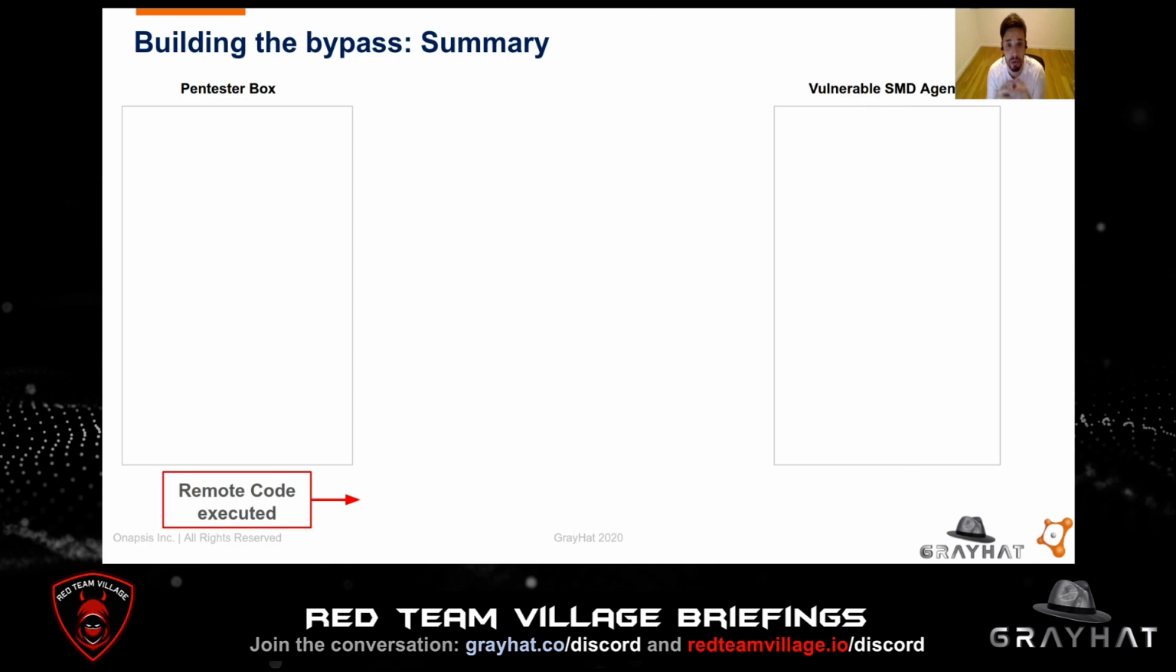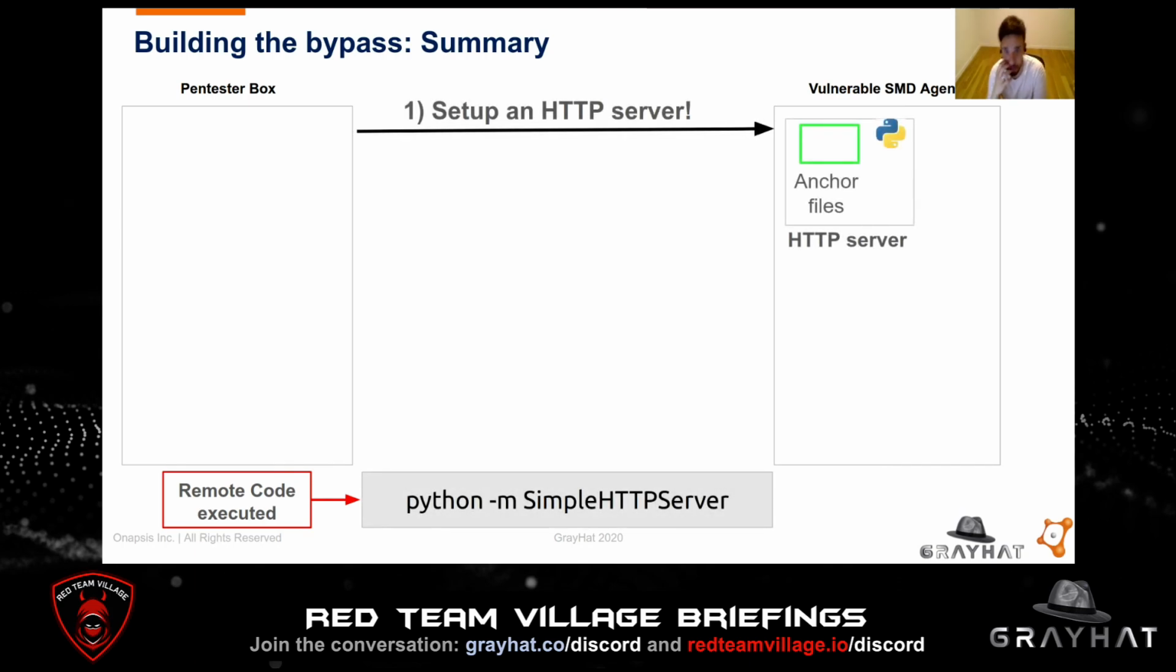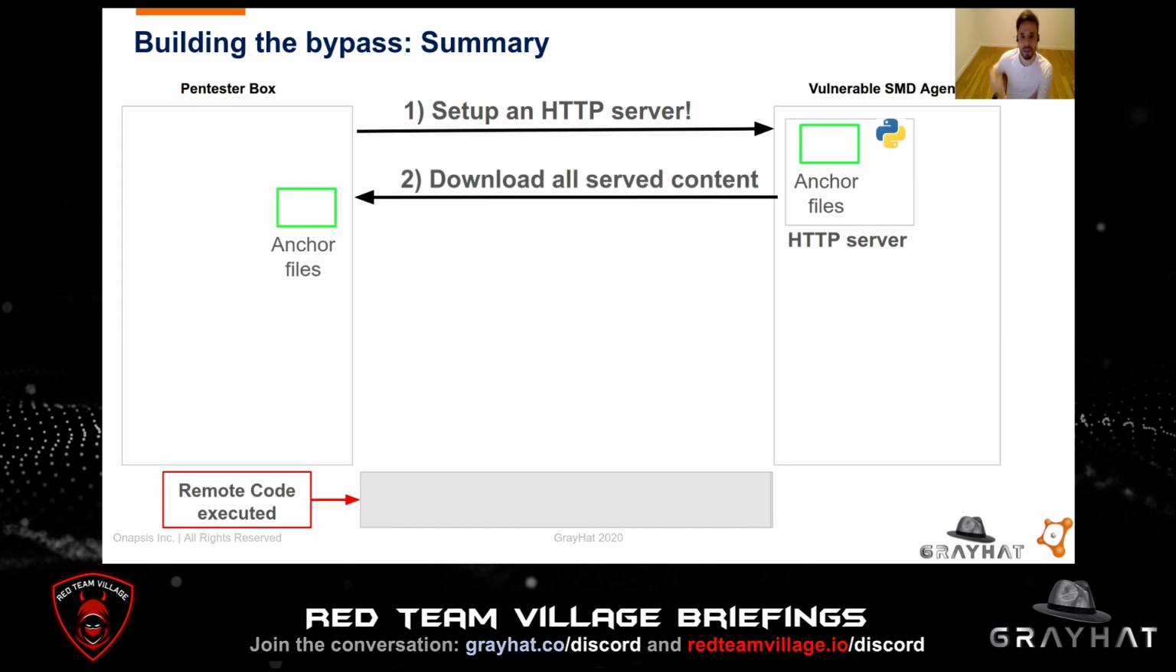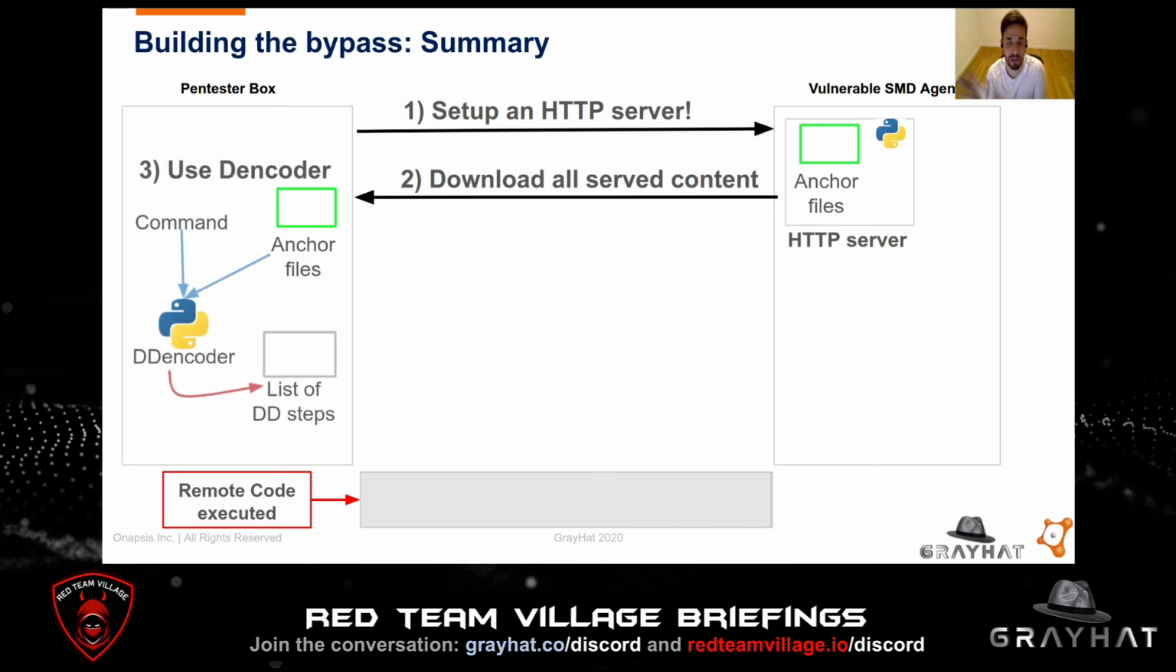I will explain the bypass right now. On the left side of the slide, you will see the pentest box. On the right, the vulnerability remediation, and at the bottom, you will see the remote code execution that is actually being executed. So the first step is, we set up an HTTP server. As you can see at the bottom, the remote command has all allowed characters, right? The second step will be to download all the anchor files that were served by the HTTP server, so there is no command that is going to be executed remotely.